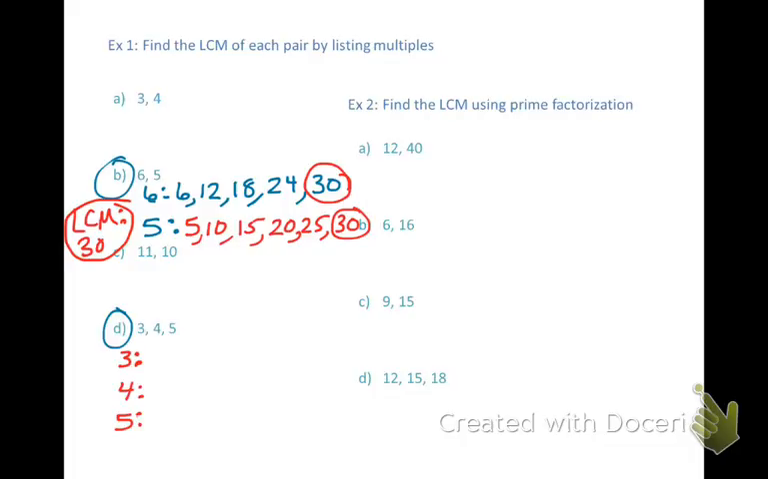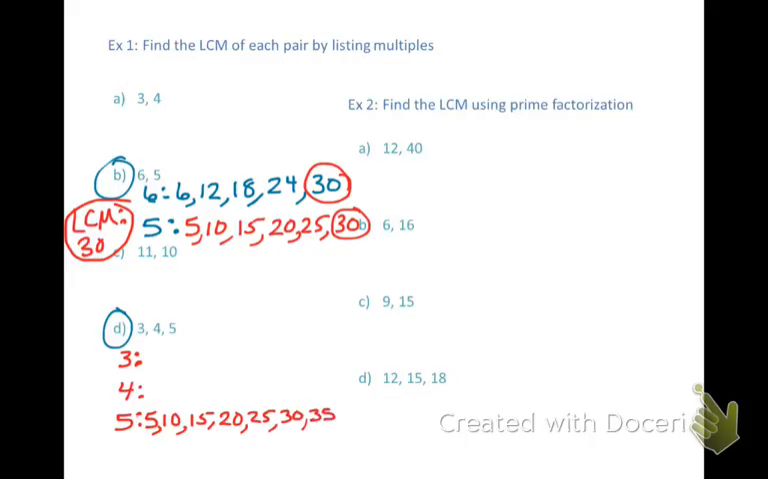Alright, so I'm going to do 5 first. The best thing to do is pick your biggest number. And I'm going to do 5, 10, 15. I know 3 can go into 15, but 4 can't, so we keep going. 15, 20. 4 can go into 20, but 3 can't. 20, 25, 30. 3 can go into 30, but 4 cannot.